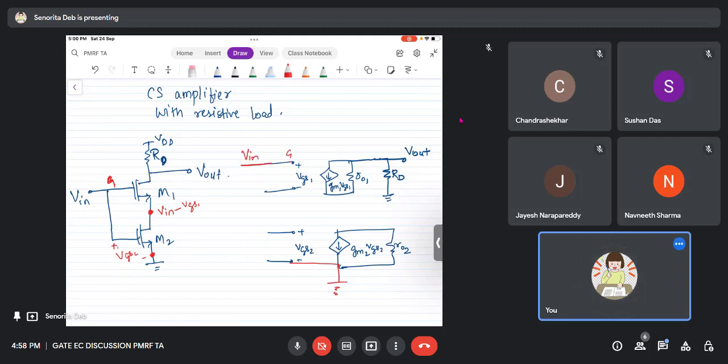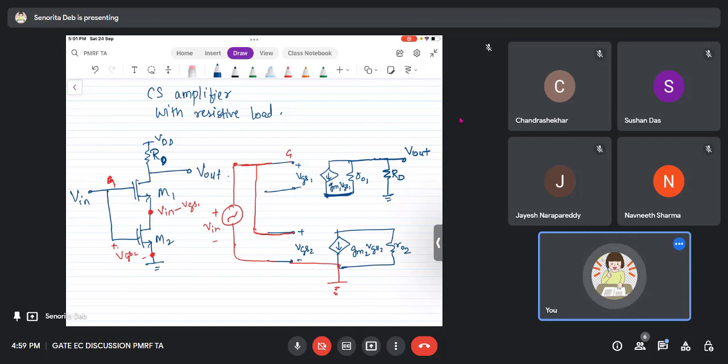So V in is here. This is the gate. So V in is here, right? And V in is also here. And this is with respect to what? Ground. Is this clear? So now you see, in the small signal, V in is equal to what? V in is equal to VGS2, right?